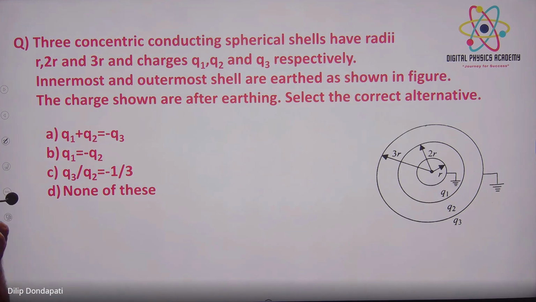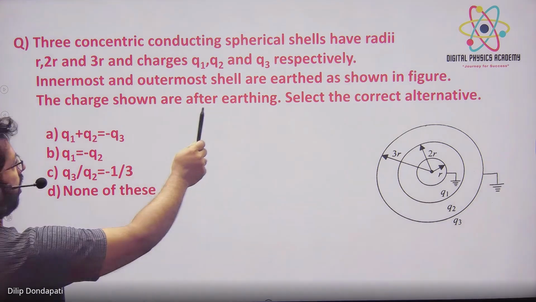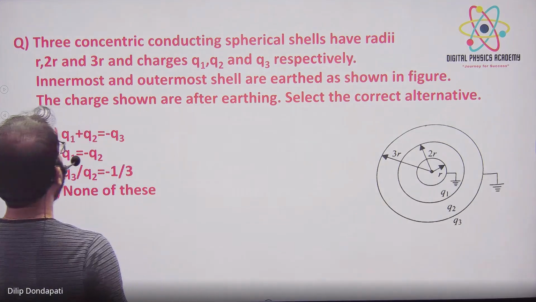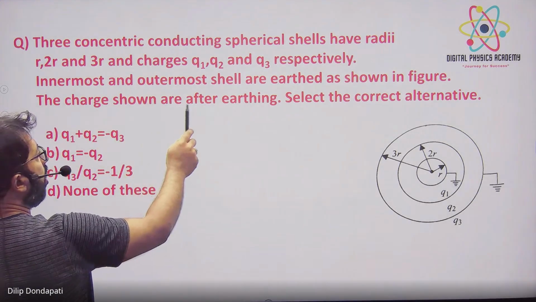Three concentric shells are given to you. R, 2R, and 3R are the radii, and the charges are Q1, Q2, Q3 respectively. The innermost and outermost shells are earthed, as shown in the figure. The charges shown are after earthing.